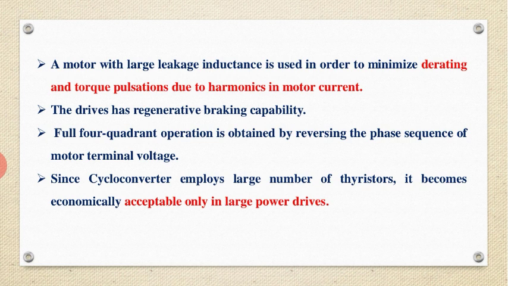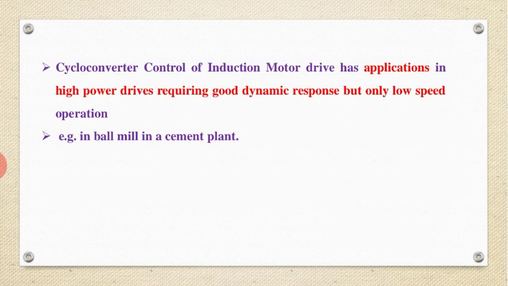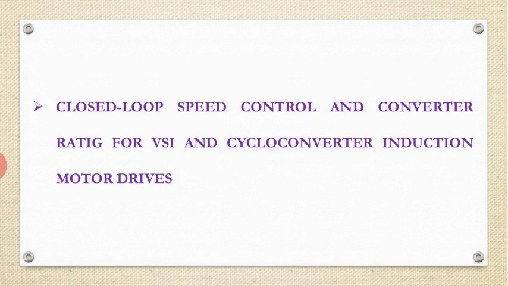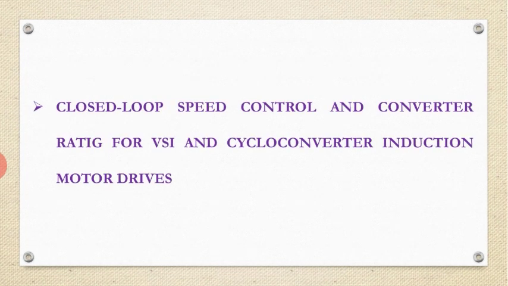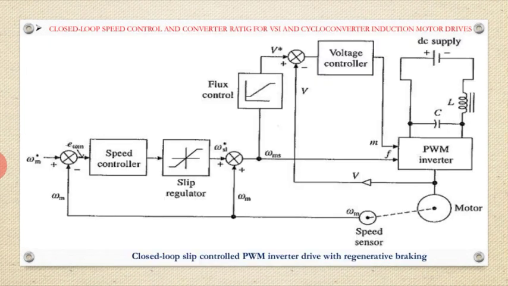Since the cycloconverter employs a large number of thyristors, it is expensive, so acceptable only in large power drives. Cycloconverter control of induction motor drives has application in high power drives requiring good dynamic response but only low speed operations. The applications mentioned here are ball mill and cement plant. Next one is the closed loop speed control.